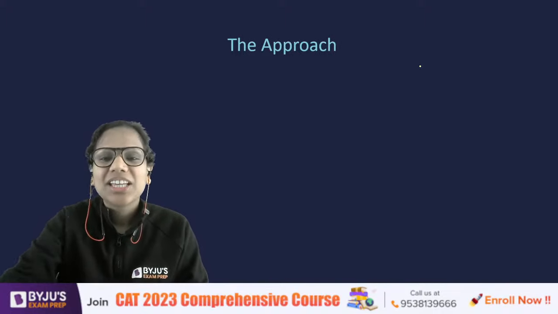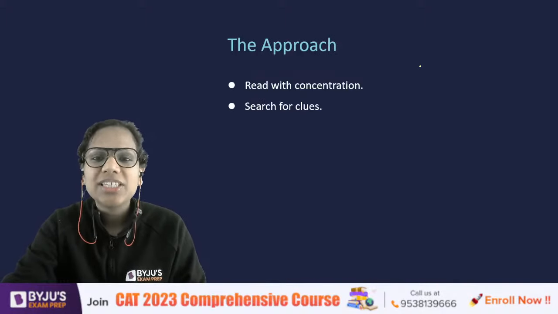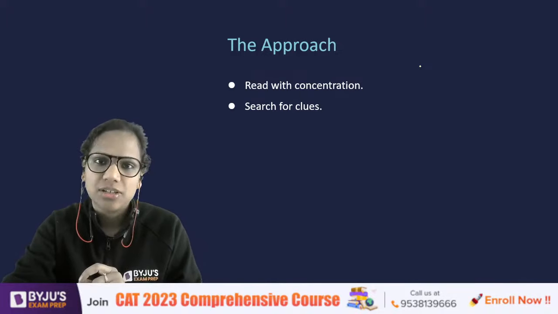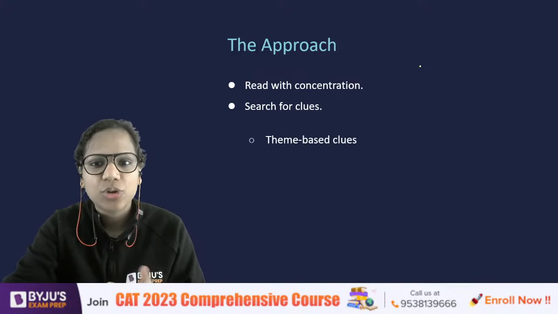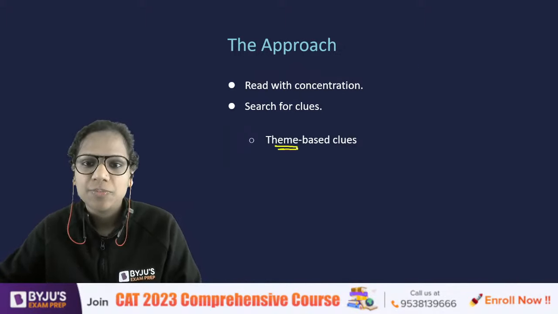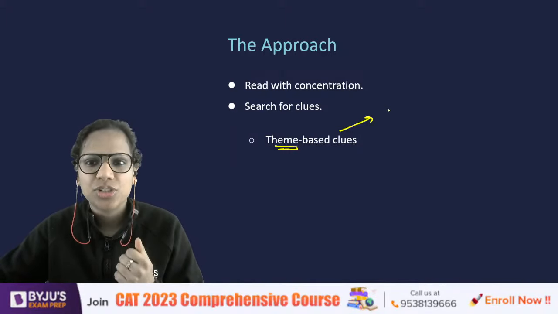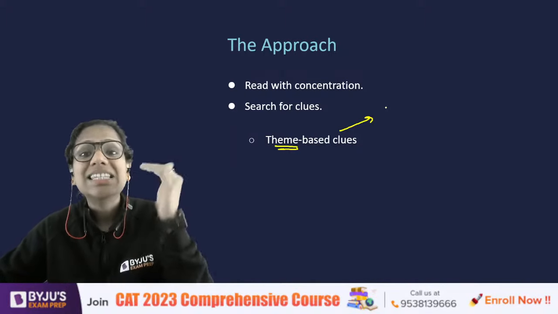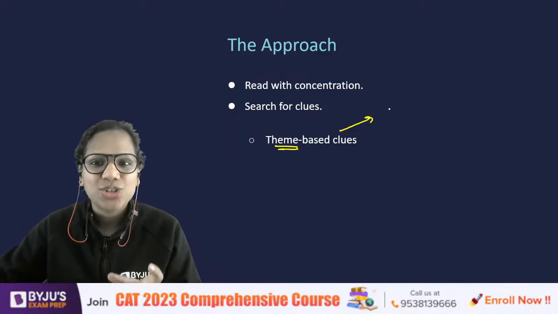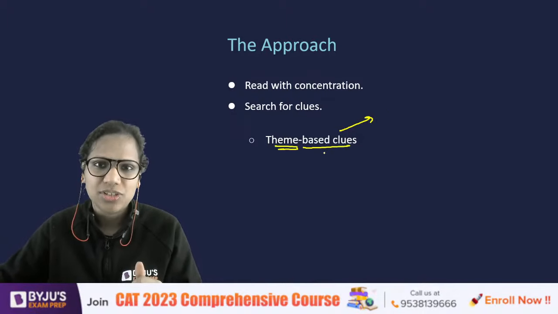Second thing that you have to do is search for clues. So what kind of clues am I talking about? Theme based clues. So, repetition of words. Pay attention to the repetition of words, repetition of ideas, synonyms, antonyms. Pay attention to those. Those are your theme based clues.